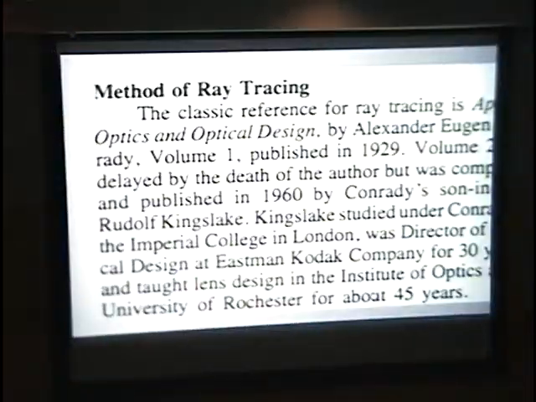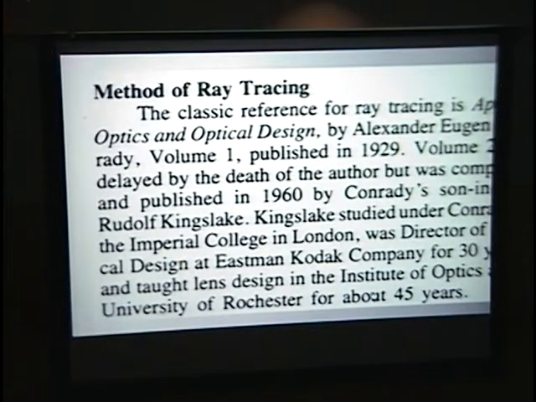The classical reference for ray tracing is Applied Optics and Optical Design by Alexander Eugene Conrady, Volume 1, published in 1929. Volume 2 was delayed by the death of the author, but was completed and published in 1960 by Conrady's son-in-law, Rudolf Kingslake. Kingslake studied under his father-in-law, Conrady, at the Imperial College in London, and was then director of optical design at Eastman Kodak Company for 30 years, and taught lens design in the Institute of Optics at the University of Rochester for about 45 years.